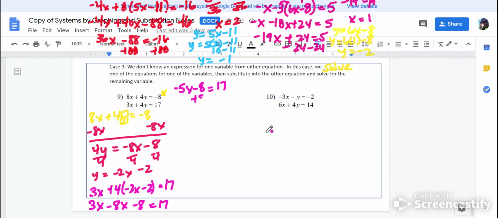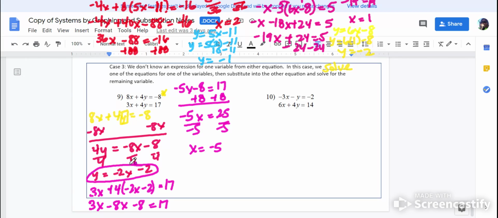I'll add 8 to each side. When I do that, I get negative 5x equals 25. Divide each side by negative 5, so x will equal negative 5. So I have options. I can go back to the original equations, either one of those two, or I can come down to my new equation that I formed, and that is going to be the easiest part there.